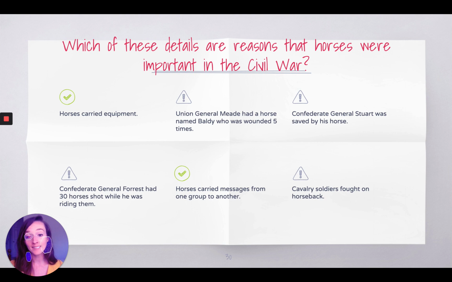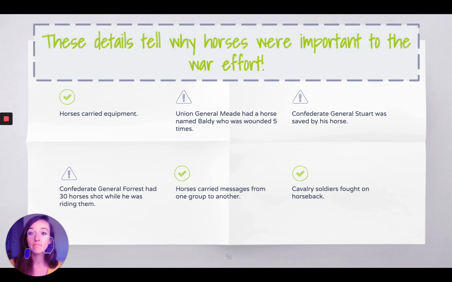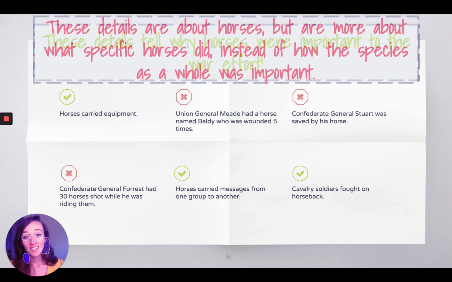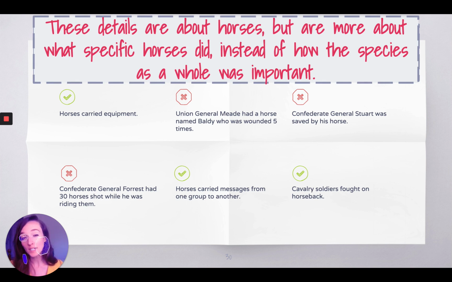Horses carried messages from one group to another. And cavalry soldiers fought on horseback. Those are 3 roles that horses played that were really important in the Civil War. These details tell why horses were important to the war effort. These other details are about horses, but are more about what specific horses did, instead of how the species as a whole was important.